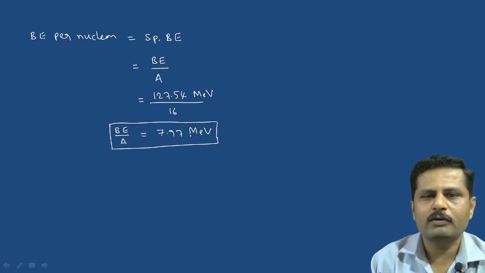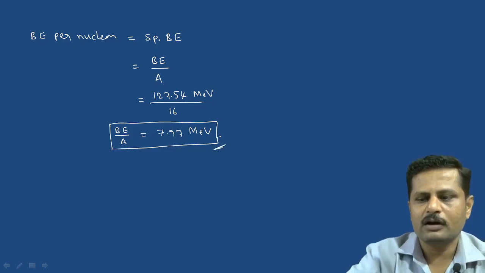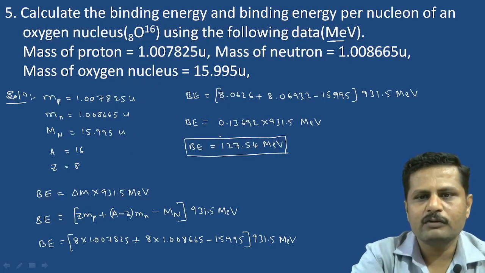Binding energy per nucleon is 7.97 MeV, and the binding energy is 127.54 MeV. Okay, this is the answer.